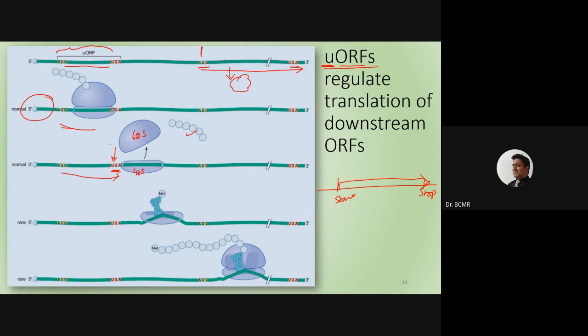What is thought is that sometimes a new initiator tRNA might bind in the P site while the small subunit is still attached to the mRNA. Even more rarely, it might travel for a while, and on very rare occasions, it might reach the start codon here. And here again, a reinitiation would occur, and then translation of the downstream gene would happen.